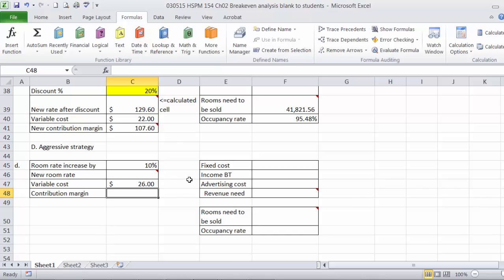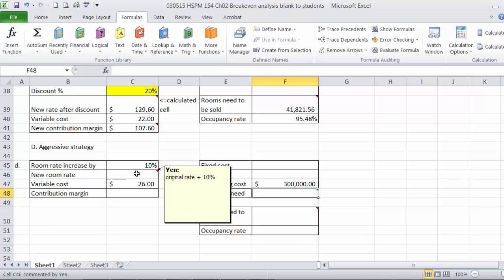And we also do more commercials. We spend $300,000 on commercial money. So how will this affect our occupancy rate? Do we need to sell more rooms or fewer rooms? Okay, so let's do that. Our room rate is reduced by, but this is an increase, right?